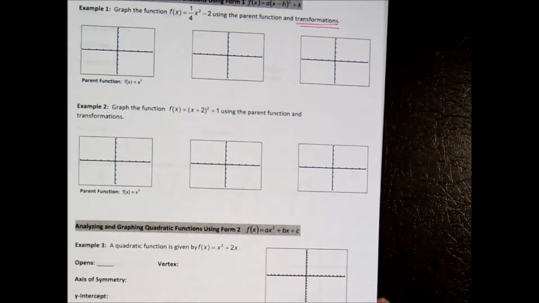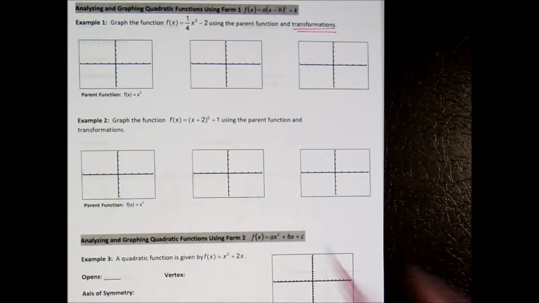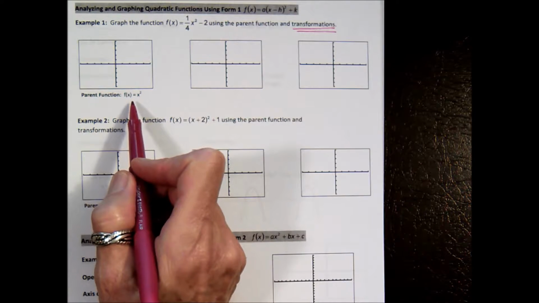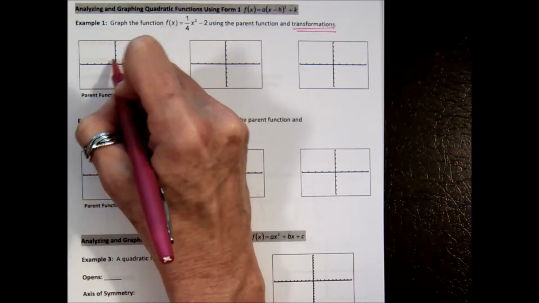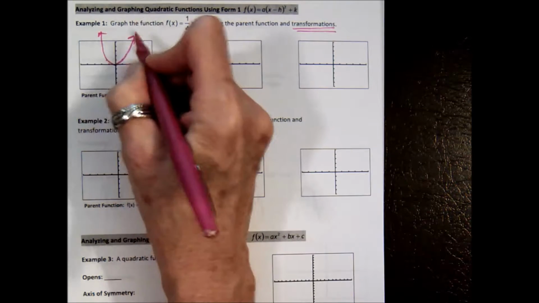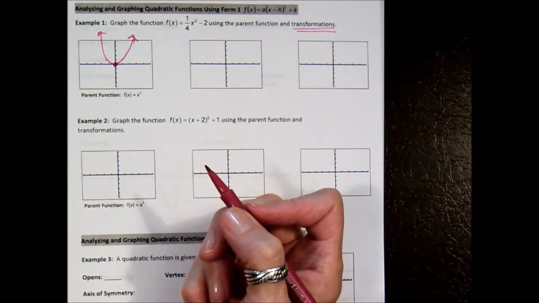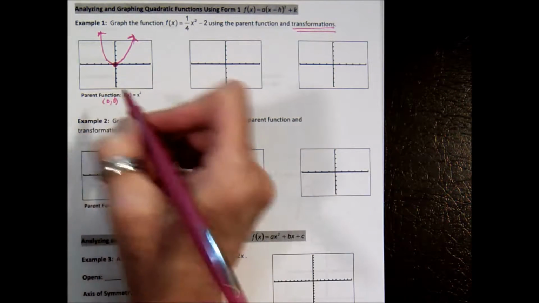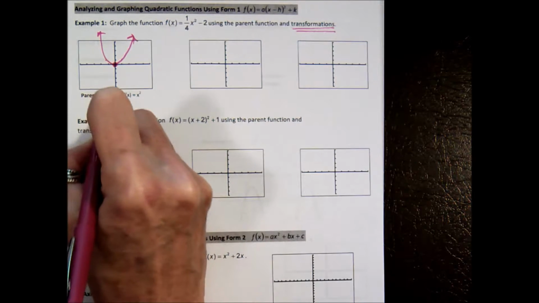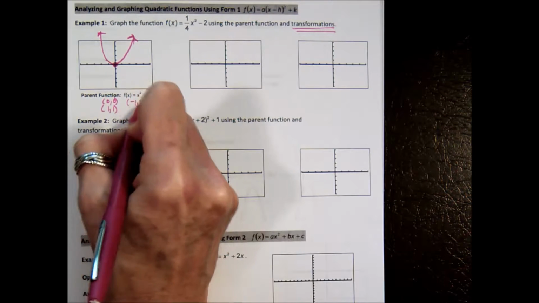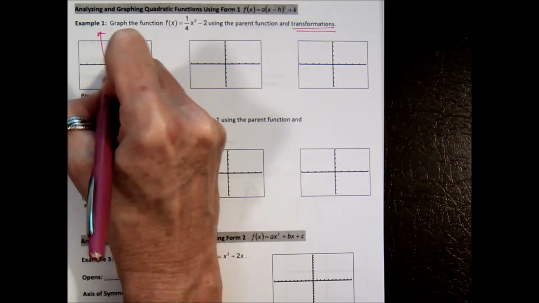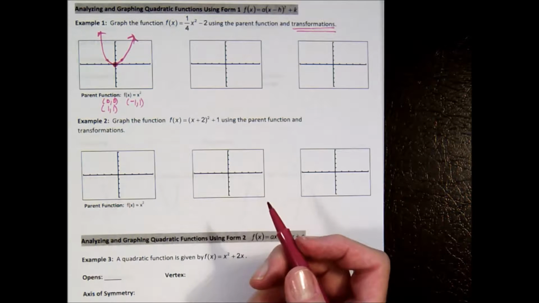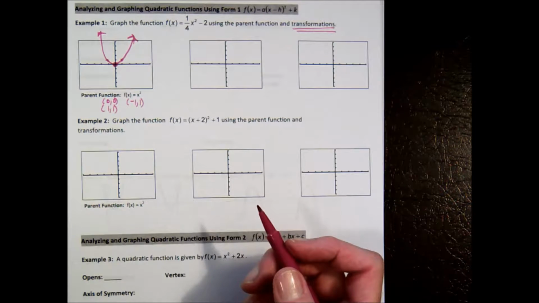So this is a review from the last section that we did. The parent function is f of x equals x squared, and we know that that looks like this. And right there is the vertex. So we have the point 0, 0, and we also have the points 1, 1 and negative 1, 1. You could continue and find other points, but we really don't need to do that.